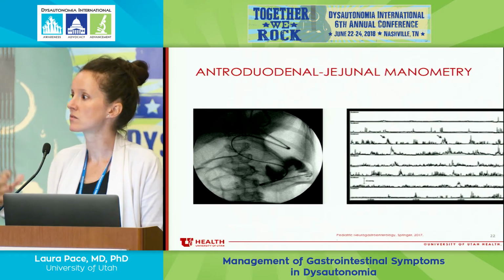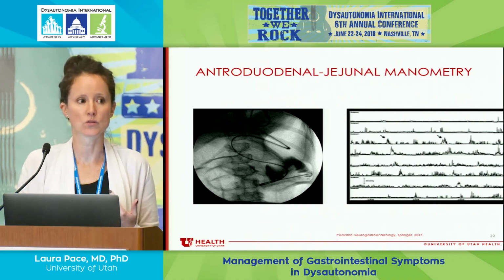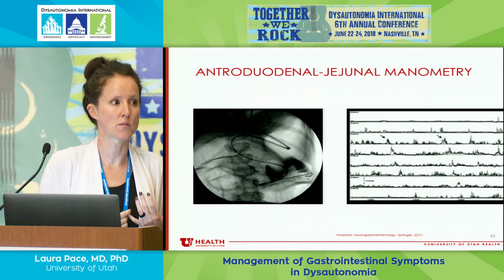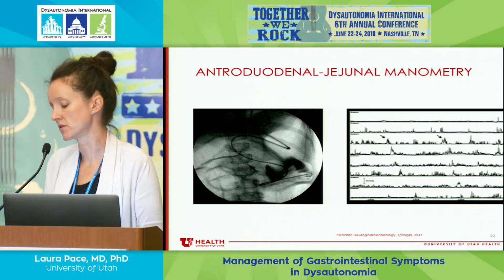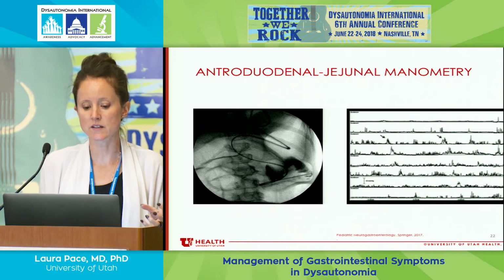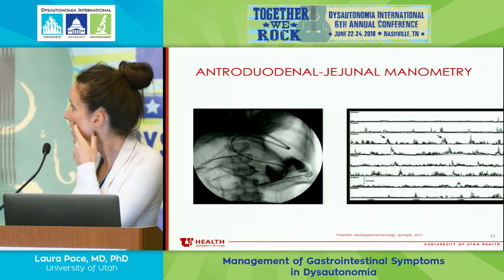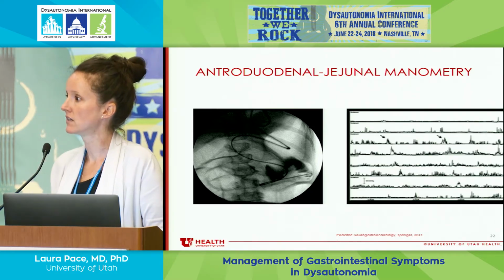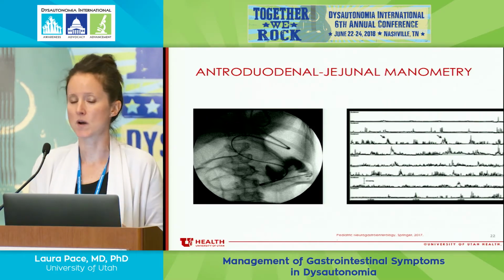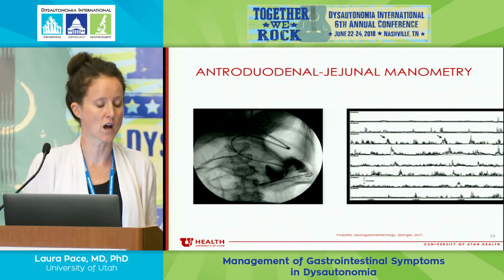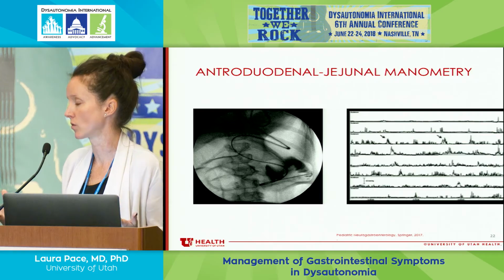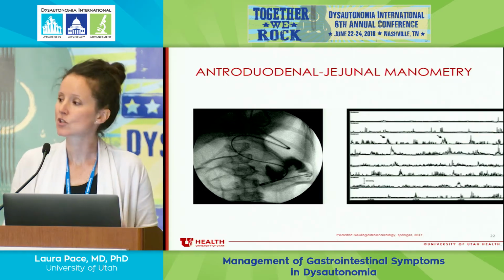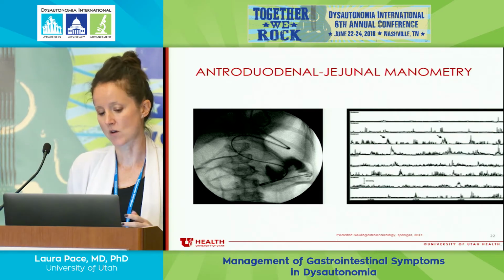So now let's switch gears a little bit and talk about the gold standard of antroduodenal jejunal manometry. This is only available at very specialized centers. And the reason that it is the gold standard is that people think that it can differentiate between a neuropathic, so a disorder of the neurologic system, or a myopathic disorder, a disorder of the muscles. I'm going to show you some data that calls that into question.